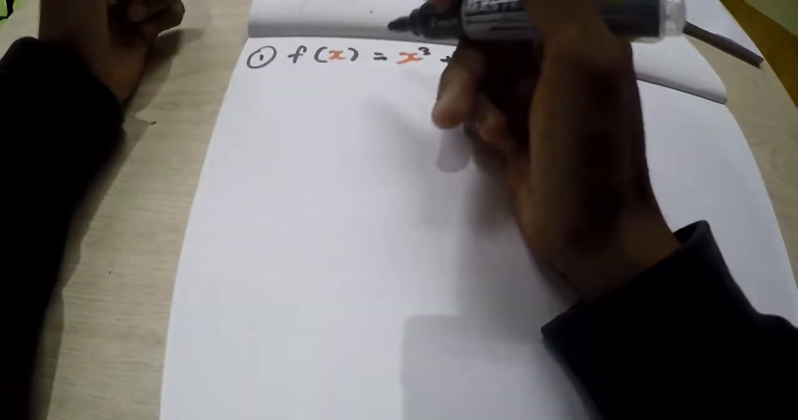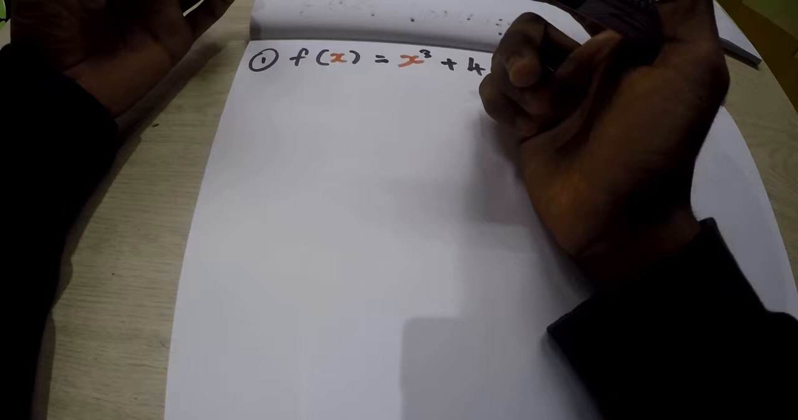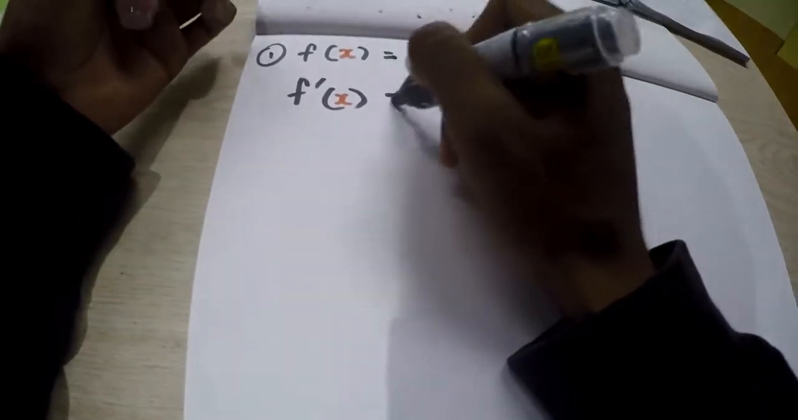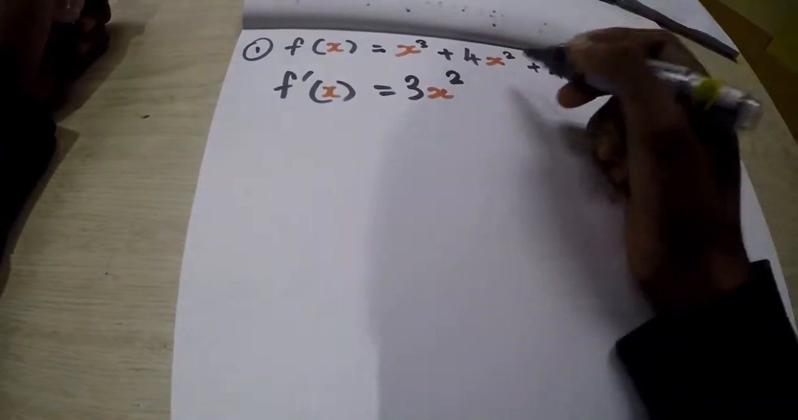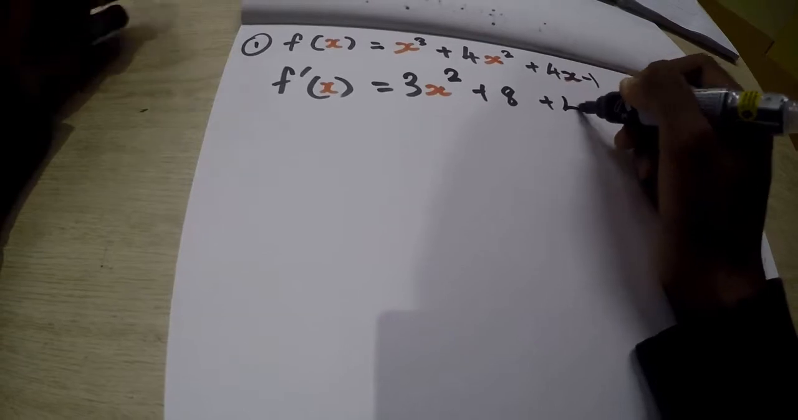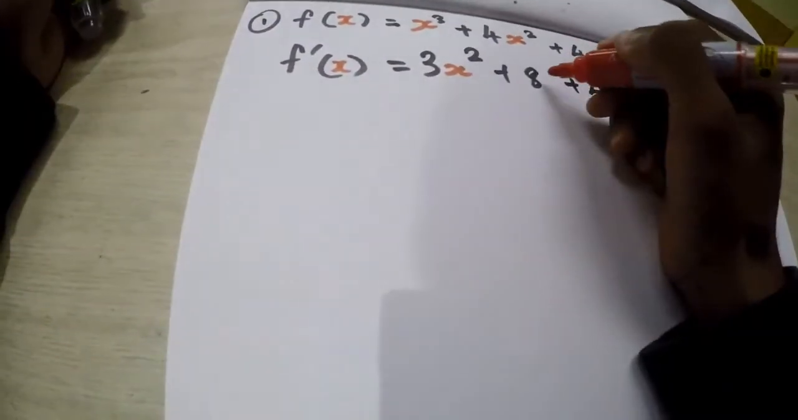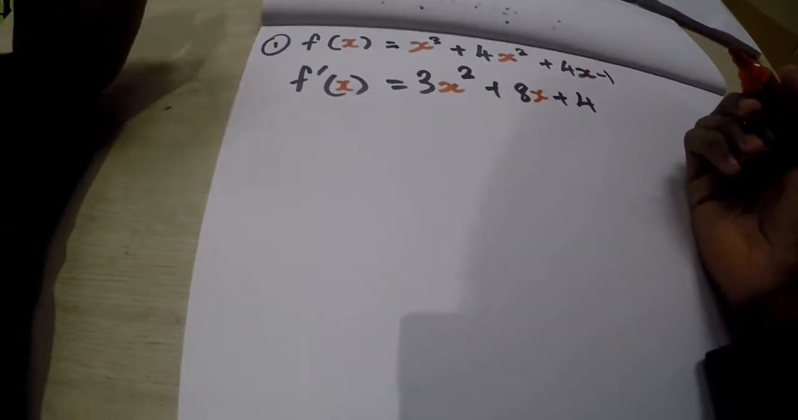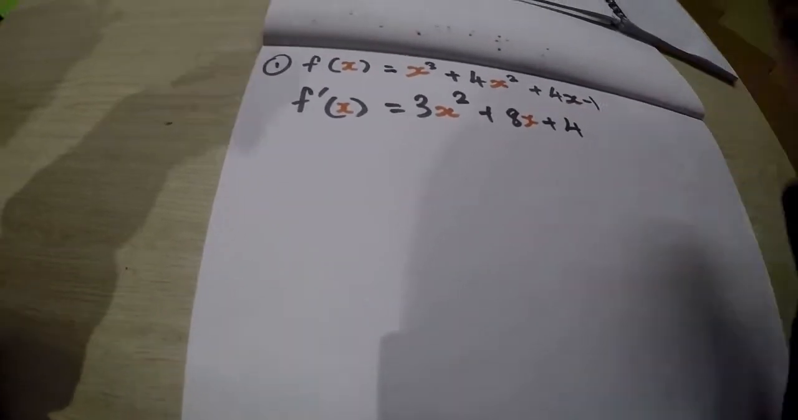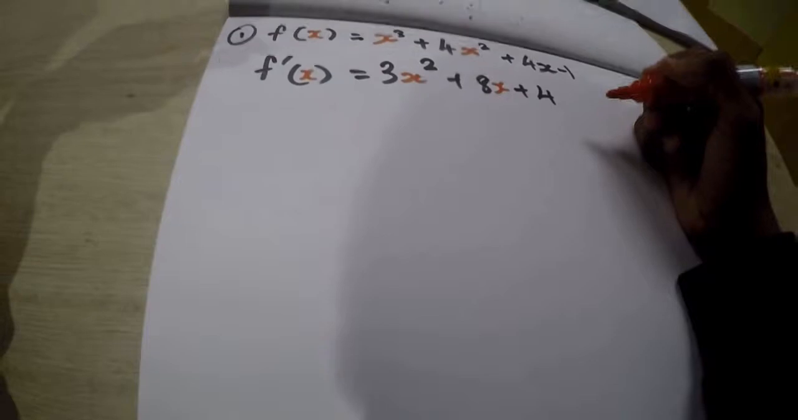So next, our step was to differentiate the equation, right? So now we shall differentiate the equation. It's very simple, so I'm not going to explain this step, which is just 3x squared plus 8x plus 4. So this is the first step: you differentiate the equation given.